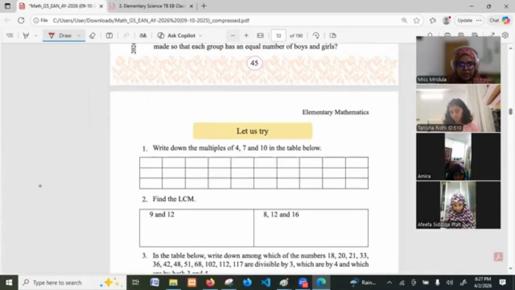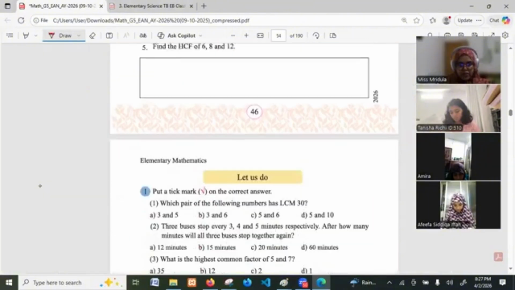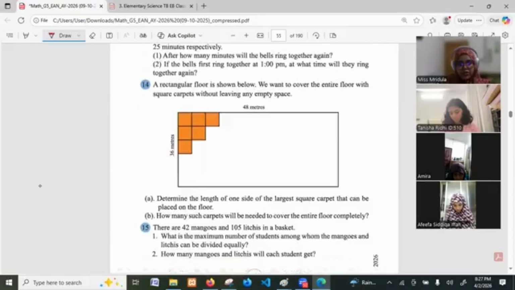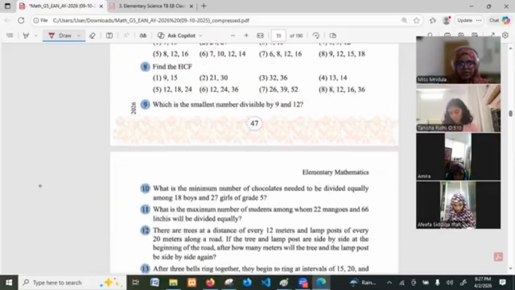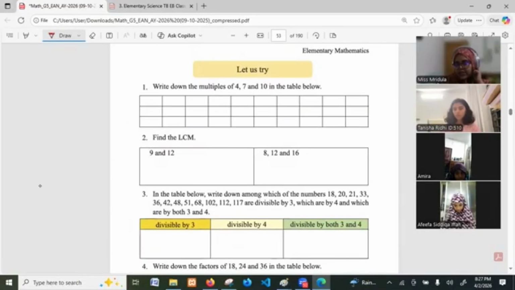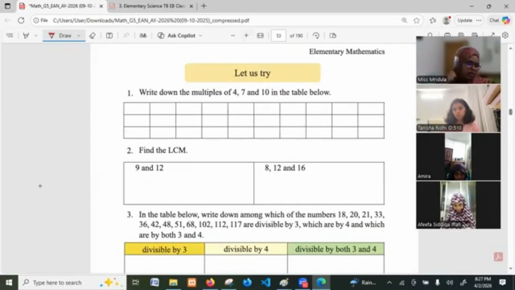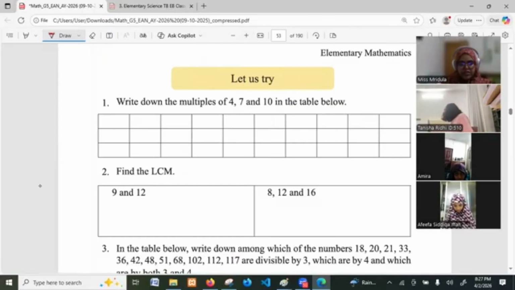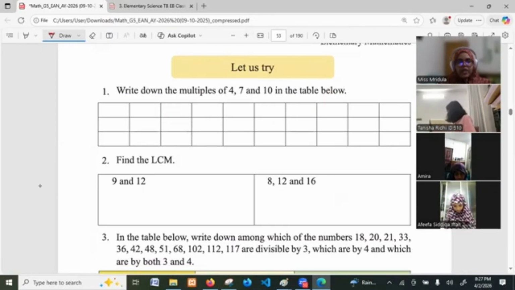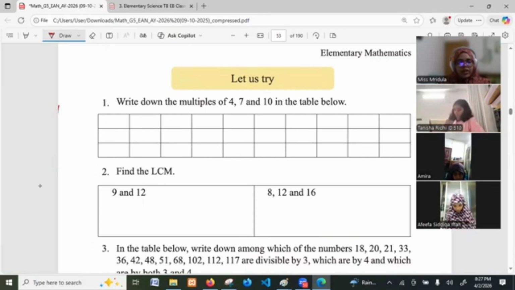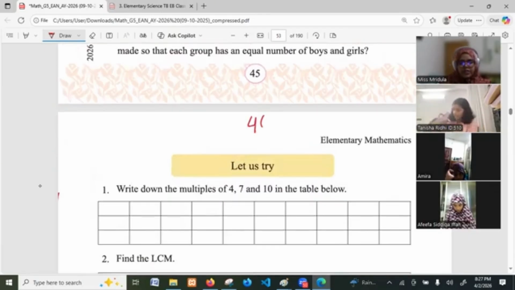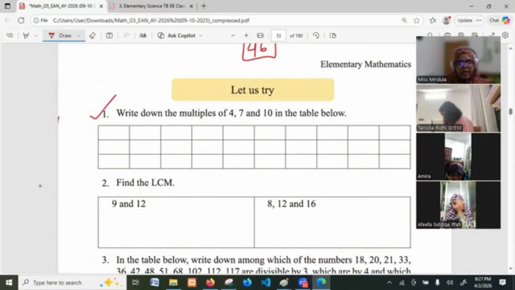Okay, what do we have here? Write down the multiples. Oh, we are very close to the exercise. That's why we have the let's do part. Let's see the first 2. I guess it's 27, so we have a bit of time. We are on page number 46. We have a table, and they have said to write down the multiples of 4, 7, and 10 in the table below. So this is the very first thing that we have learned in this chapter, right?